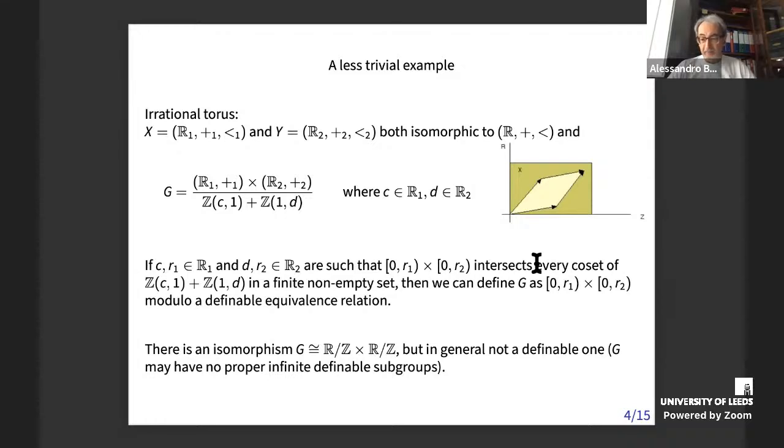It's isomorphic to a torus, but not definably. The isomorphism cannot be definable because this group doesn't split definably if C and D are in generic position. Actually, you may arrange so that if C and D are irrational, this group will have no infinite proper definable subgroup. So in particular, it doesn't split as a product. But nevertheless, it is definable in this two-sorted structure. So there are non-trivial examples.